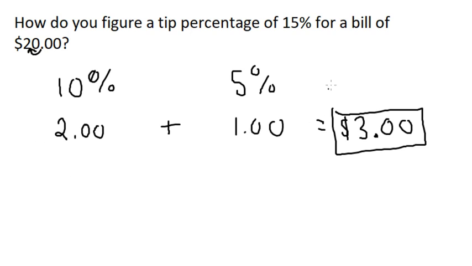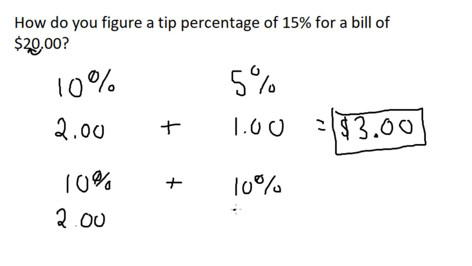If you wanted to do a 20% tip, you could do a 10% tip and then add another 10% tip. So that would be $2 plus $2, and that would be a 20% tip would be a $4 tip on a $20 bill. Cool. Any questions on that one, Betty?